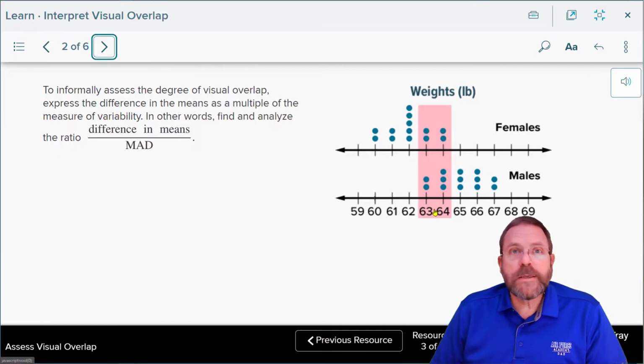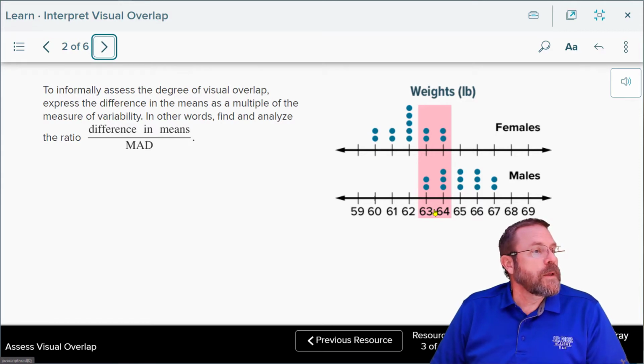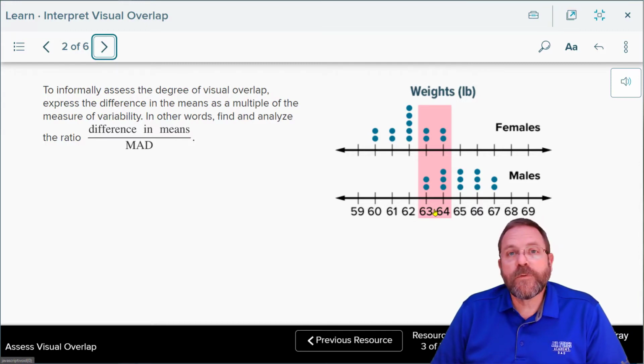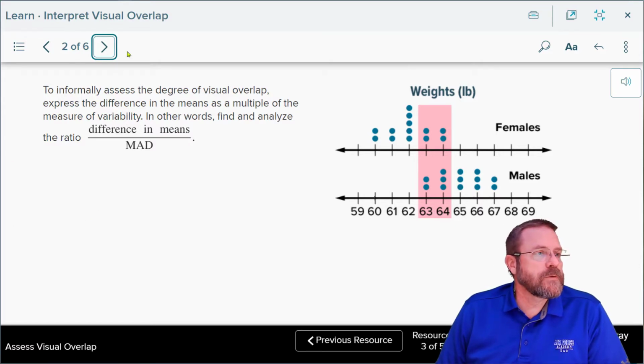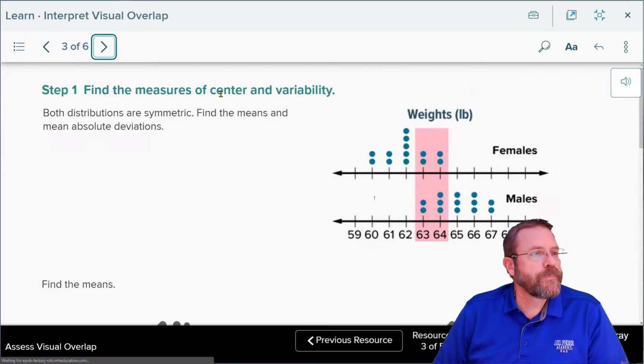To formally assess the degree of visual overlap, we're going to express the difference of the means as a multiple of a measure of variability. In other words, we're going to find and analyze the ratio of the difference of means when compared to, I hate to say it, the mean absolute deviation. Dang it. All right, let's get into this. This doesn't sound like fun anymore.